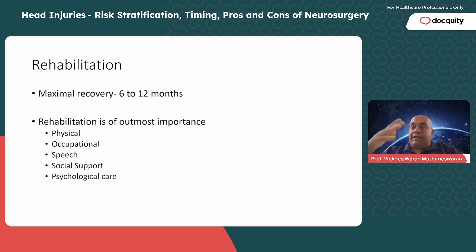The clock is ticking, because the initial recovery is slow, then it accelerates, and then it flattens out. So you want to maximize the recovery in that period of 6 to 12 months. Of course, some recovery continues to occur, but this is the window. It's the job of all doctors looking after them to make sure they get physiotherapy, occupational therapy, speech therapy, social support, psychological care, right? It all must intervene at this phase in time. It's no point waiting 1 year later or 6 months after it's a little bit better. No, it has to start sooner.